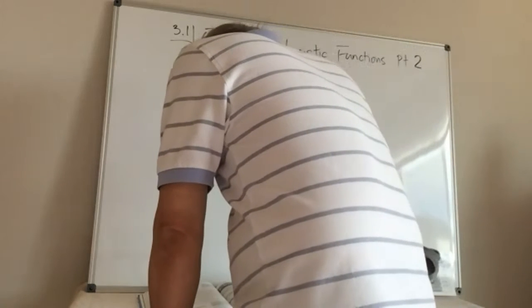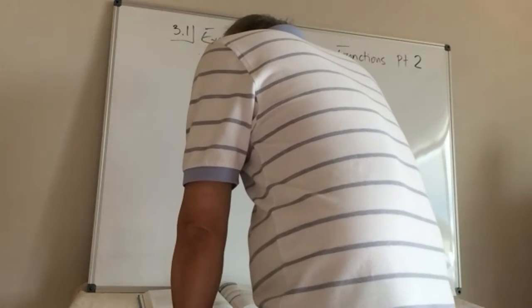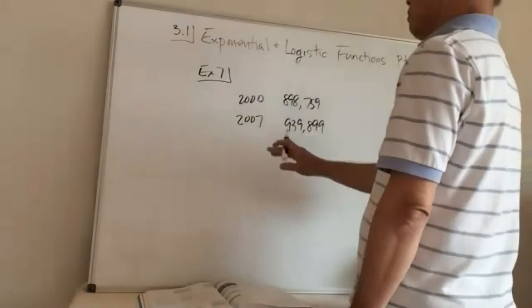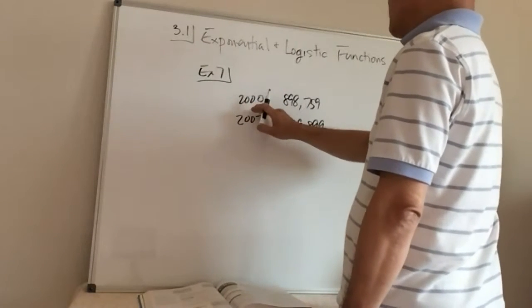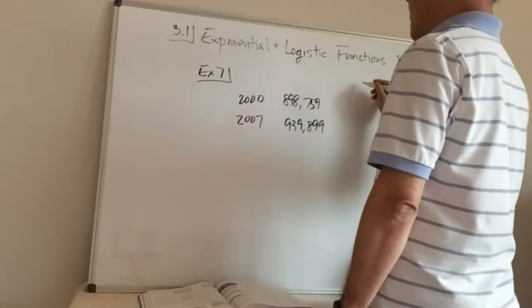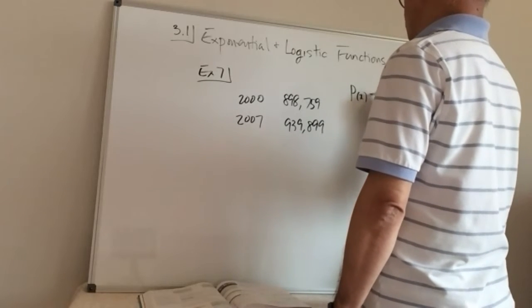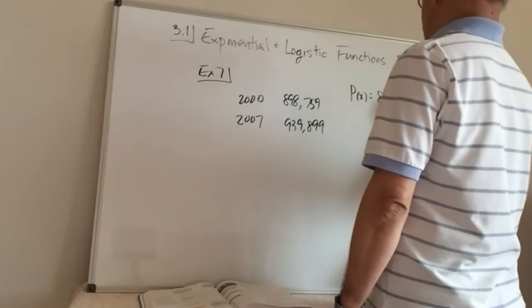Okay, so using this data and assuming the growth is exponential, when will the population of San Jose surpass 1 million? Okay, so this is going to be the original value. We'll call this time 0, right? So at time 0, the population is going to look like 898, this is going to be the initial value.